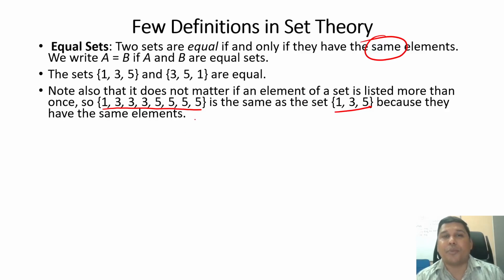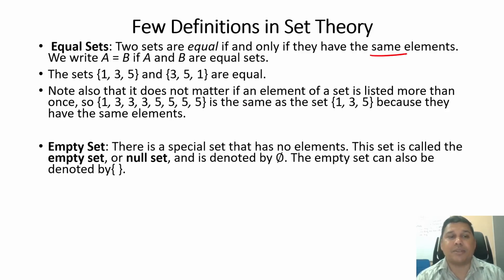Why? In Python programming, if you give this as the set input and print that set, you will get only 1, 3, 5. It prints only distinct elements. We don't print the repeated elements in Python programming. Same thing here, right? This is what is taken from here to Python programming. That's why two sets are called equal if they have the same set of elements.